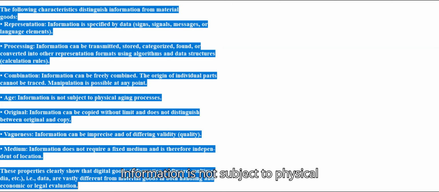Age. Information is not subject to physical aging processes. Original. Information can be copied without limit and does not distinguish between original and copy. Vagueness. Information can be imprecise and of differing validity, quality. Medium. Information does not require a fixed medium and is therefore independent of location. These properties clearly show that digital goods, information, software, multimedia, etc., i.e., data, are vastly different from material goods in both handling and economic or legal evaluation.